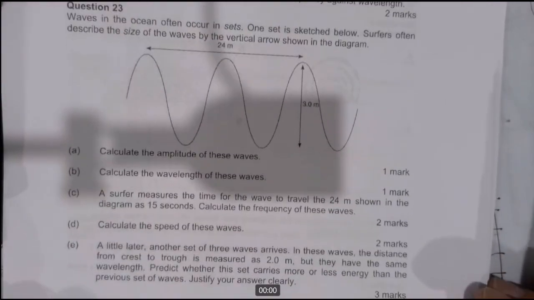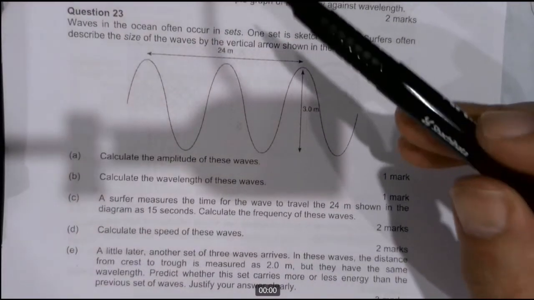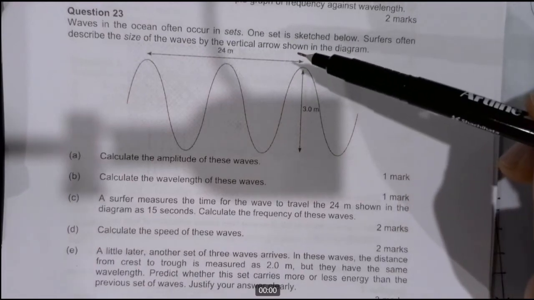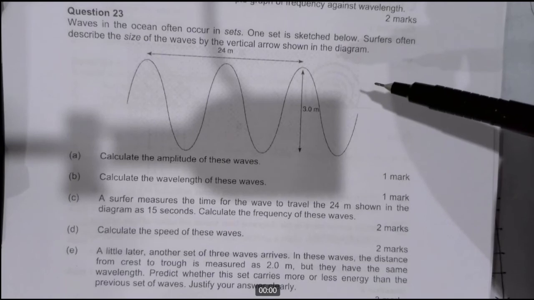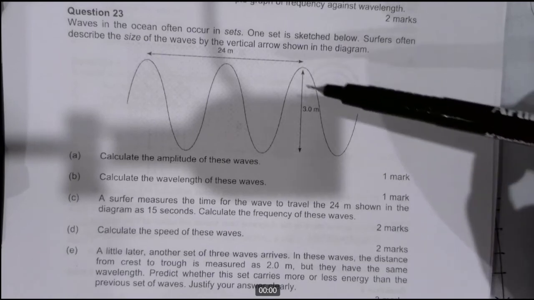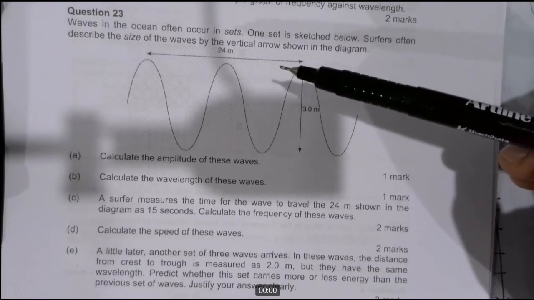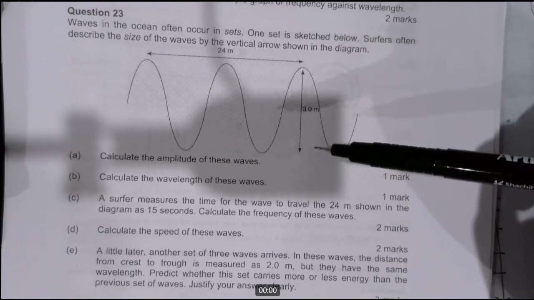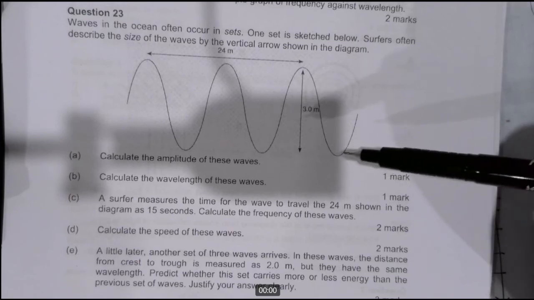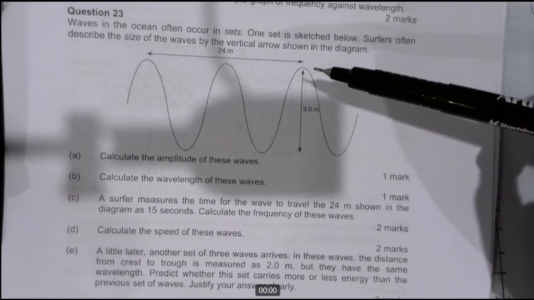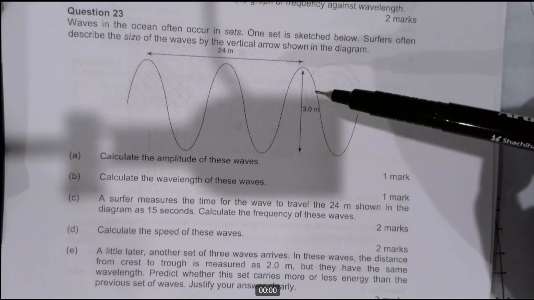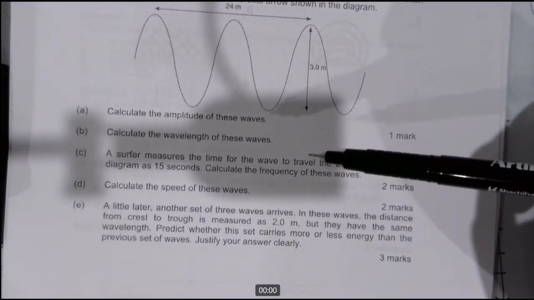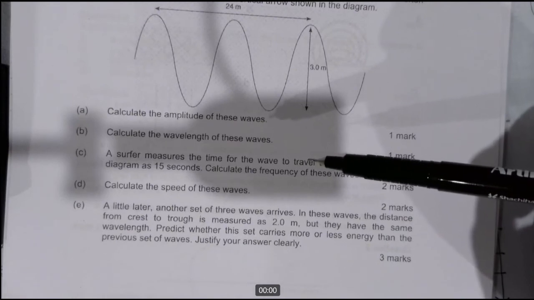Okay, question number 23. Waves in the oceans often occur in sets. One set is sketched below. Surfers often describe the size of waves by the vertical arrow shown in the diagram. So the surfers describe it from the trough all the way to the crest. And here we've got one that's represented by 3 meters. Have a go at answering these questions and then come back to see how you went.